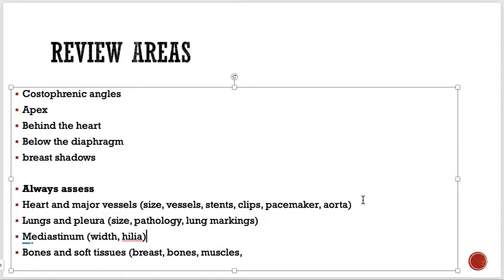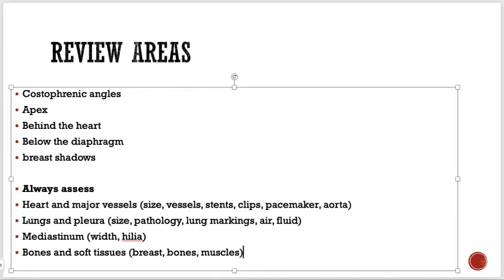Or sorry, in the lungs, a very very important thing in lung markings is the presence of any air or any fluid, okay, any air or any fluid. And in this one, bone, muscles, okay, you can see all these things. So these are the review areas which we have to see in the chest X-ray, okay.